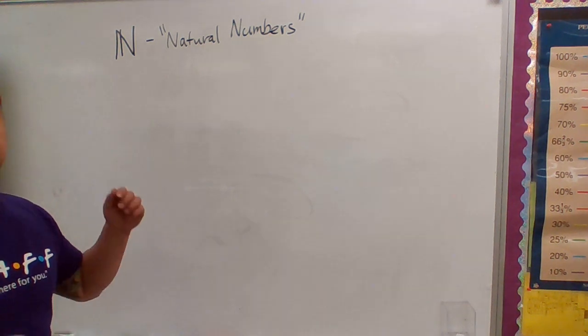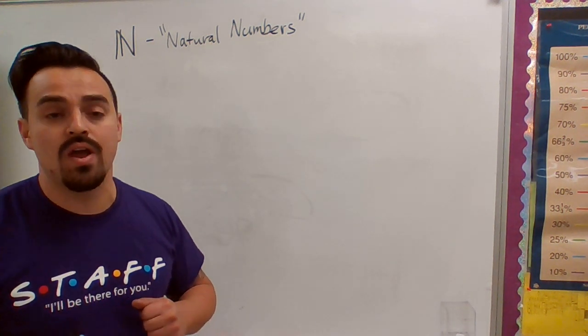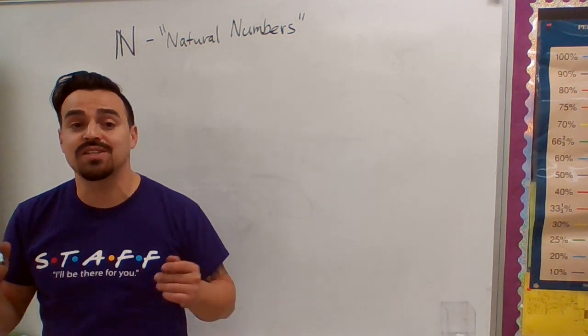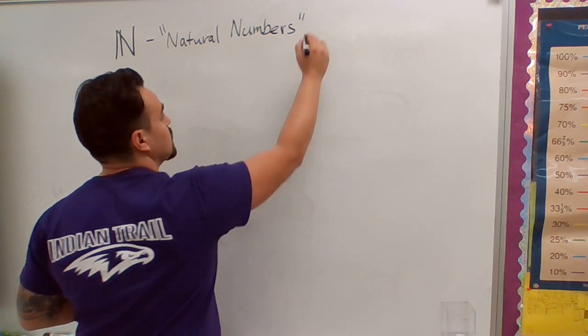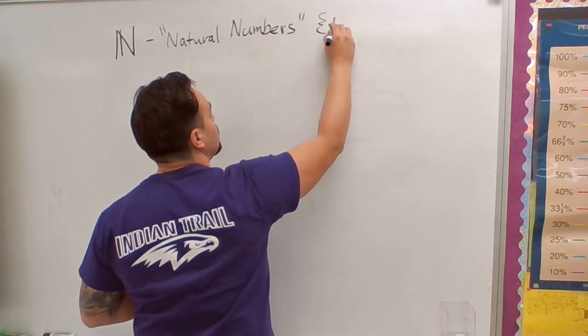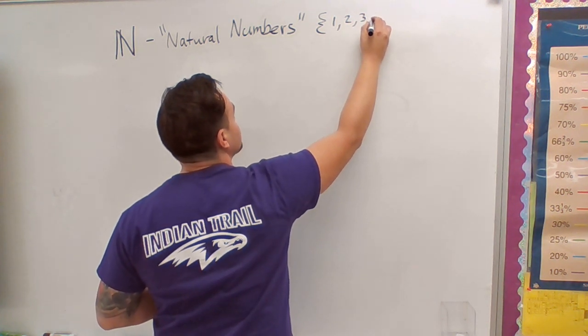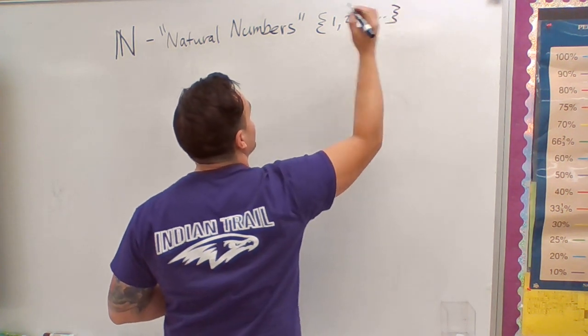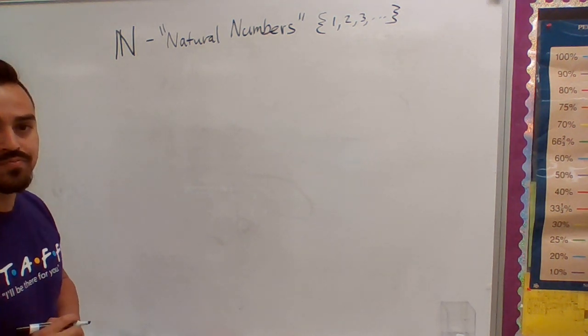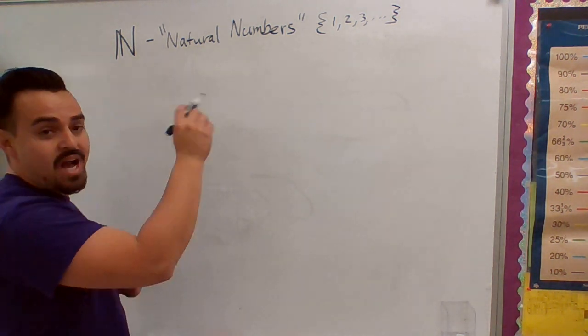The natural numbers include every positive whole number. So 1, 2, 3, 4, 5, 6, 7, 8, all the way to positive infinity. And it does not include zero.